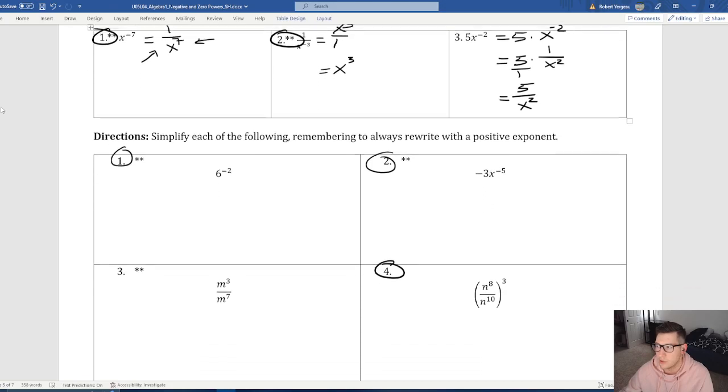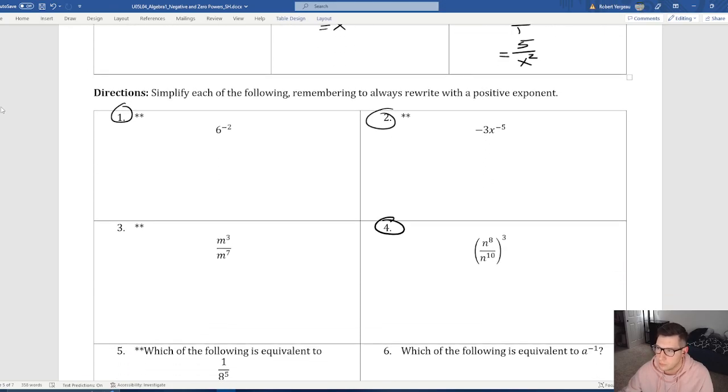All right, moving down to a few of these other ones. 6 to the negative 2. Well, again, pretty straightforward. It's just 1 over 6 squared, which is going to give us 1 over 36. Make sure that when we have a number that's easily squarable, we're actually just doing the math on that square. Don't leave that as 1 over 6 squared. Number 2, again, same thing as number 3 up above. This is really negative 3 times x to the negative 5th. Don't get tricked by the fact that this negative 5 is not on this 3.